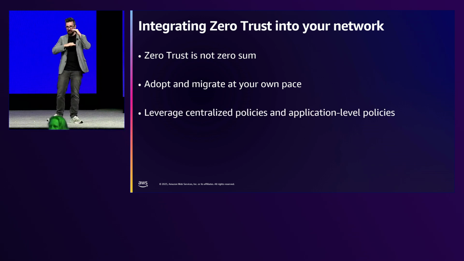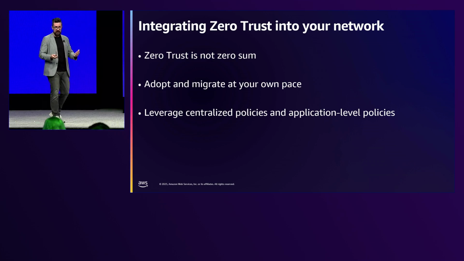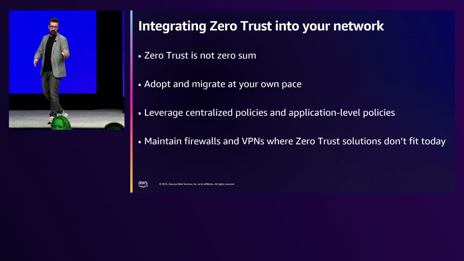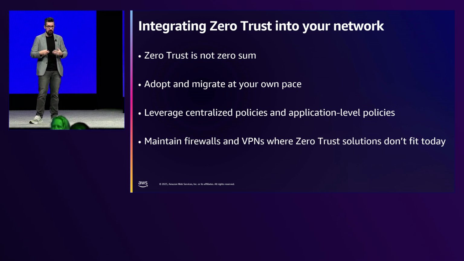Remember that you're going to have these two tiers of policy. So think about where you want to delineate those permissions. Who's going to control your central policies? Who's going to control your application policies? Do they need to be closely aligned? Do you even want to have application policies, or do you want to do all control at the service network level? You can do that. And finally, maintain your firewalls and VPNs for places where Zero Trust solutions don't fit in there today. You can do that.